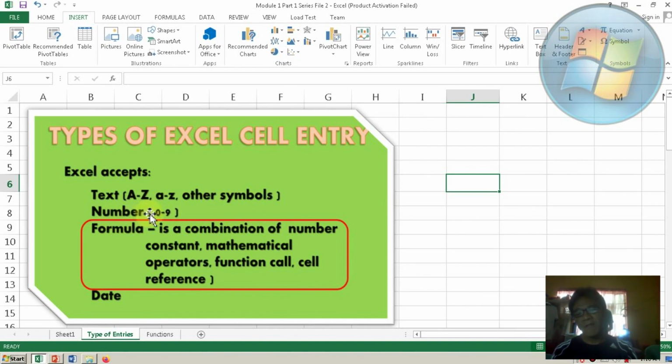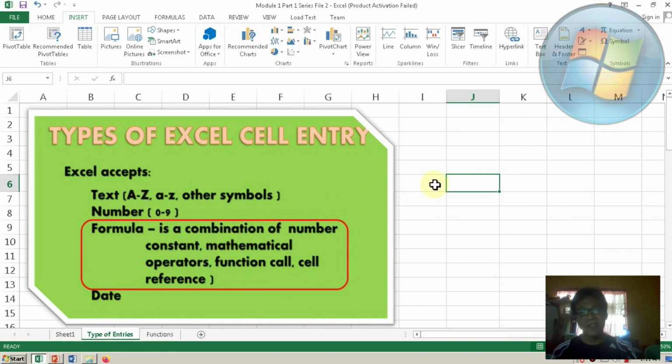Okay, we have also numbers. Numbers include digits 0 to 9, and that includes also decimal point, currency symbol, and separators. Now we have also formula. Now the formula is the most complex entry in Excel. This is used in the calculations of different informations. Excel is designed for calculations. It is used in different areas, in different fields, in mathematics, sciences, aeronautics, education, engineering. Okay, so those are areas where Excel is being applied. Now we have also date entry.